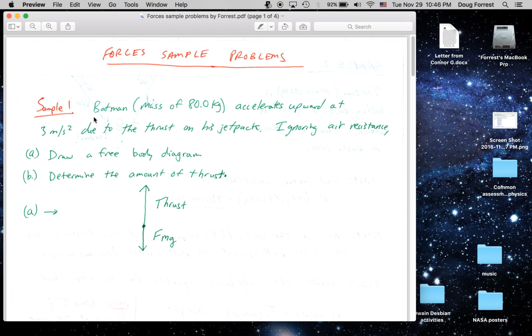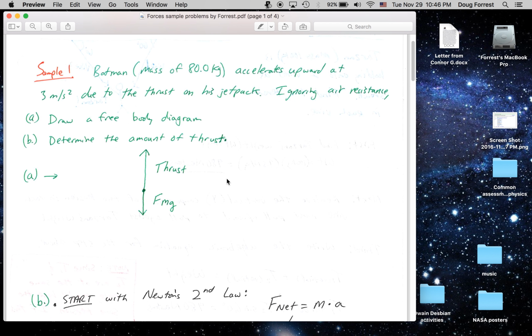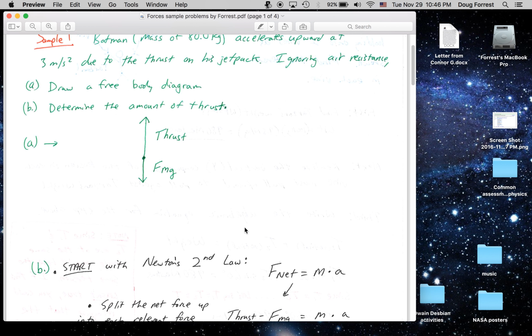So sample 1: Batman of mass 80 kilograms accelerates upward at 3 meters per second squared due to the thrust in his jetpack. Ignoring air resistance, draw a free body diagram and determine the amount of thrust. So the free body diagram looks like this. We know the thrust has to be greater than the gravitational pull, and I put that as force mg because that's how we would calculate it, as mass times 9.8 newtons per kilogram. It has to be greater because Batman's accelerating upward.